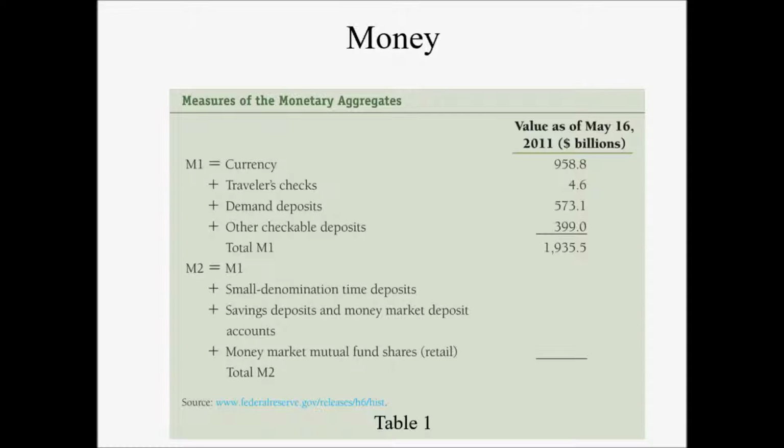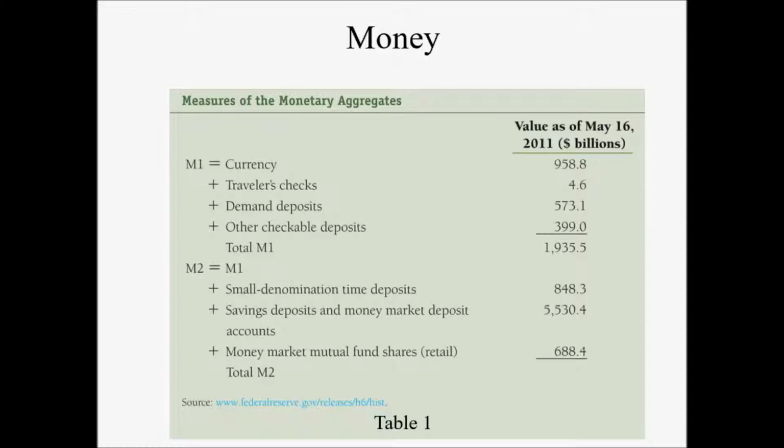Now M2 is that nearly $2 trillion of M1 plus small denomination time deposits, which are almost $1 billion, plus savings deposits and money market deposit accounts, which, wow, $5.5 trillion, plus money market mutual fund shares, which were just under $1 trillion.